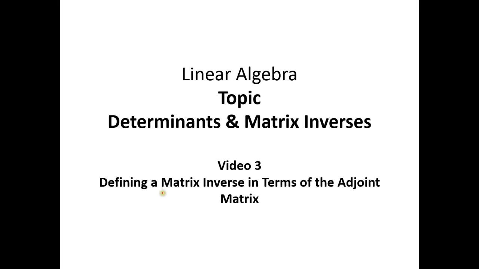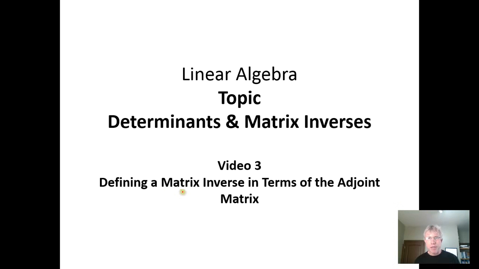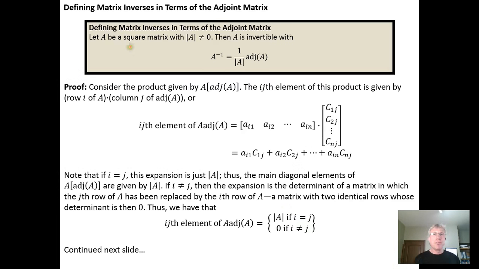So in this video, we define the inverse of a matrix using the adjoint matrix that we just developed. So here's the claim. The claim is that if we have a square matrix A whose determinant isn't 0, then A has an inverse. In other words, A is for sure invertible. And the inverse can be calculated by taking 1 divided by the determinant of the matrix times the adjoint matrix, which we just constructed in the previous couple videos.